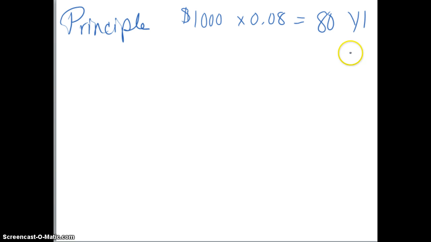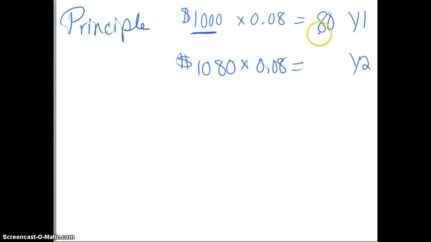Now, for year 2, I will have $1,080 times 0.08, the 8% earned on that savings account. So I multiply 1,080, which is the amount that I put in, the principal, plus the amount that was added on from the bank, from the interest that was earned, and I receive 86.4. That 86.4 gets added in to my already existing balance.